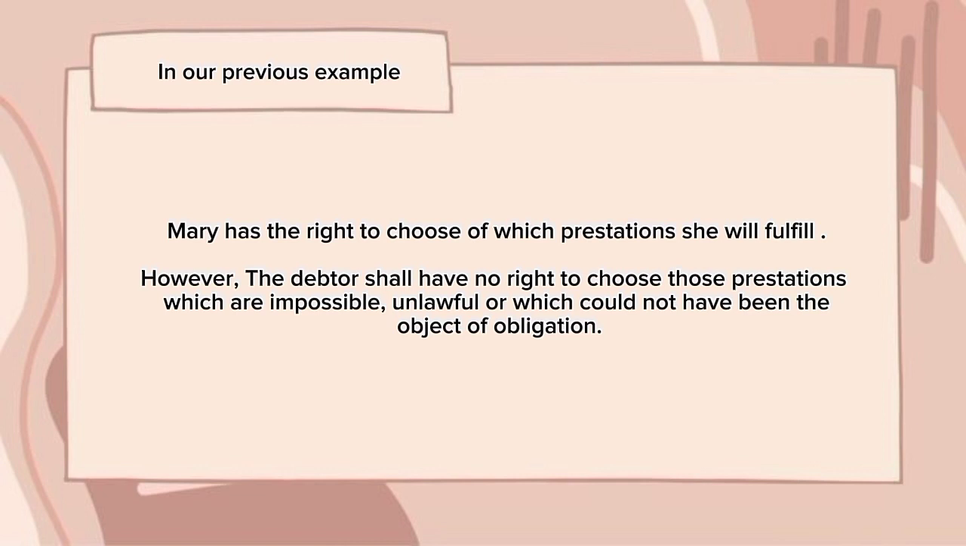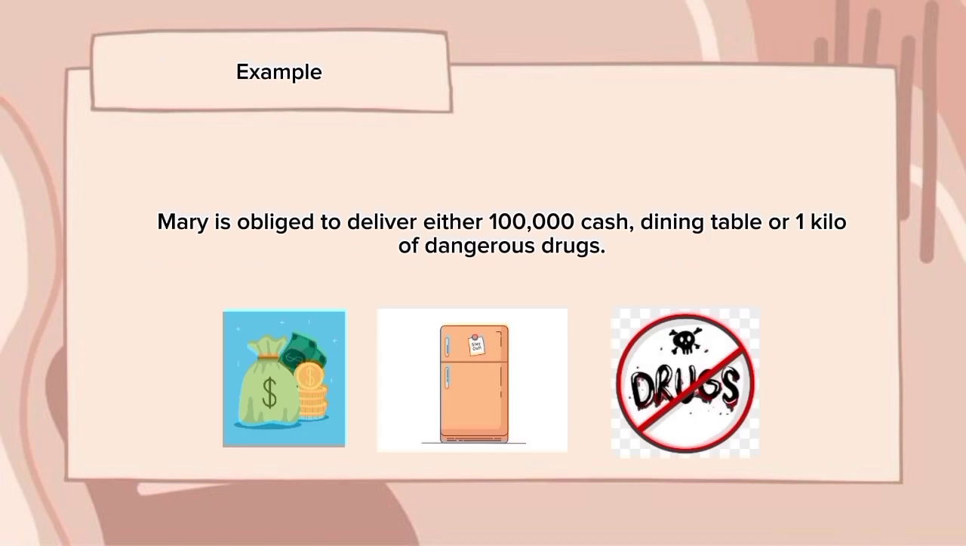He cannot choose the prestations which are impossible, unlawful, or could not have been the object of the obligation. Gayunpaman, sinasabi ng batas na ang may utang ay may karapatang pumili, pero hindi niya mapipili ang mga prestasyon na imposible, labag sa batas o hindi naging object ng obligasyon. For example, Mary is obliged to deliver either 100,000 cash, dining table, or 1 kilo of dangerous drugs. Bawal niyang piliin yung 1 kilo of dangerous drugs dahil ito ay lumalabag sa batas.